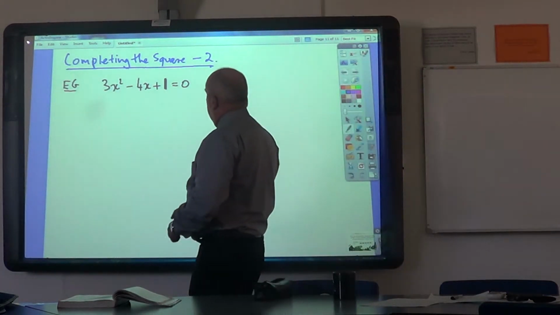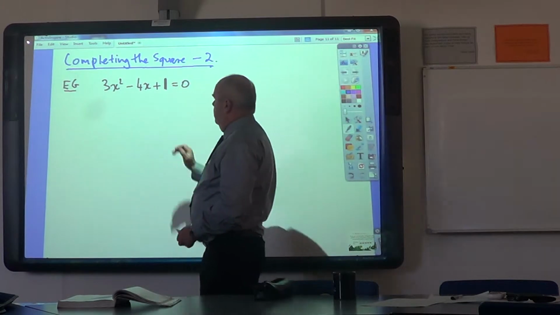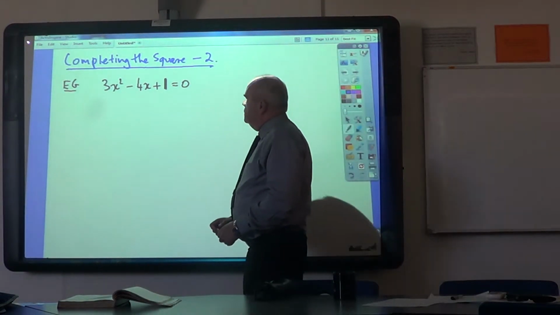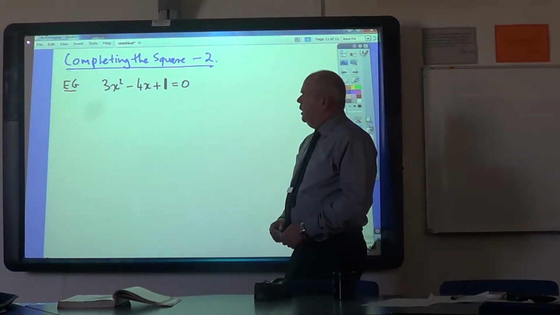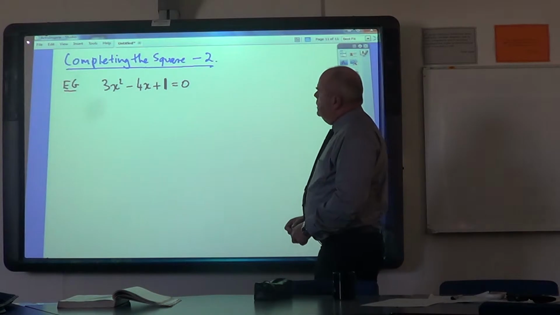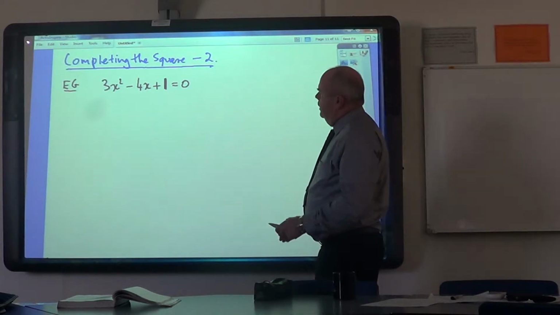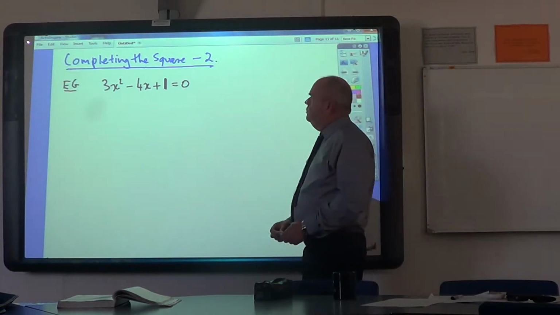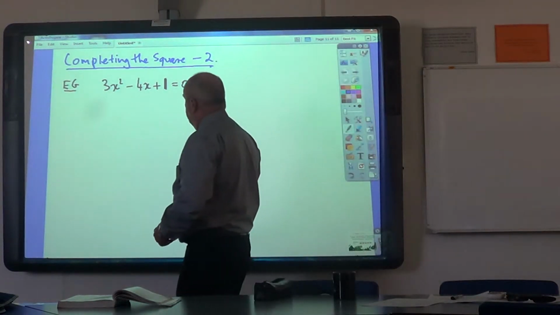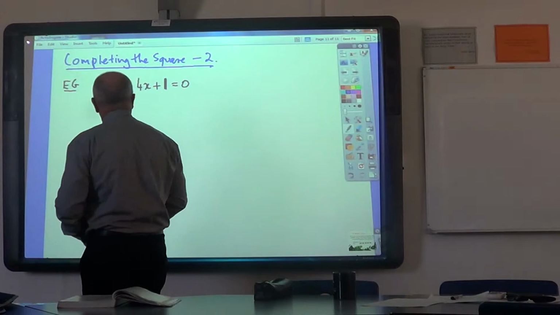Now obviously not all quadratic equations have a coefficient of x squared equal to 1. Here's a case in point. A is equal to 3, isn't it? The other thing you might want to check before you try to solve an equation is that it does have a solution, or two solutions, 1 or 2.